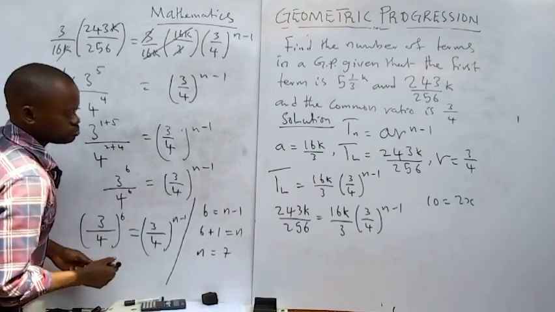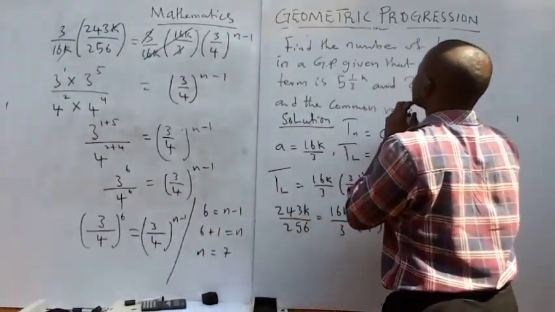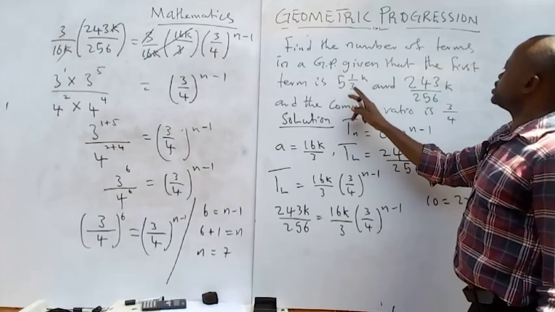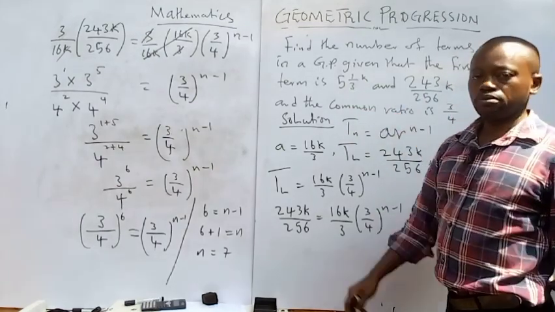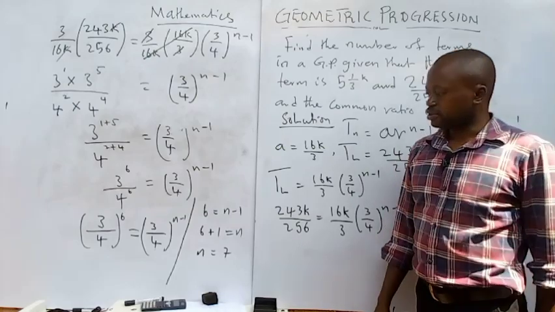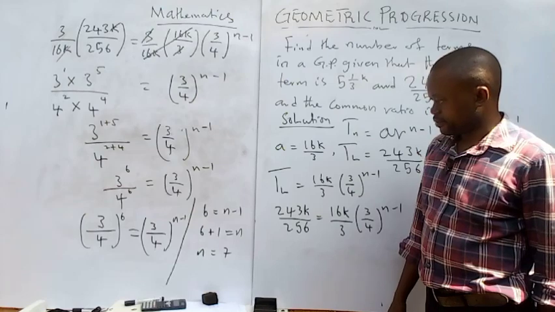The number of terms that is existing between this first term and this last term. There are seven in number. Okay?